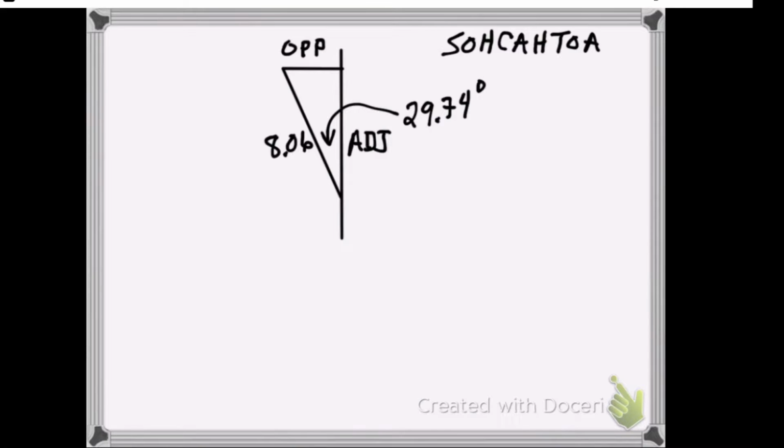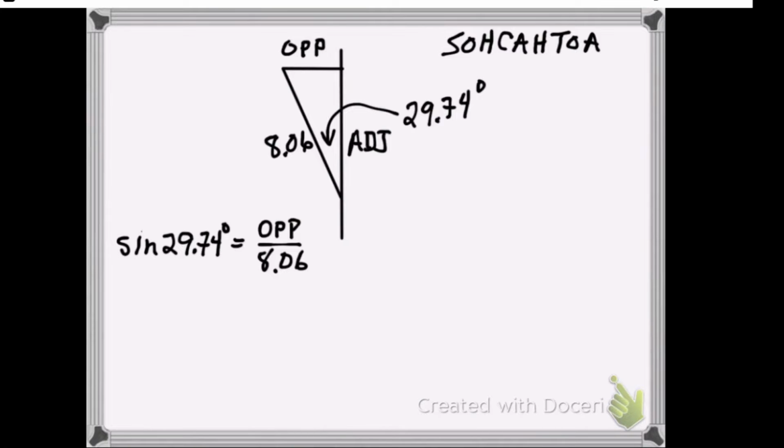Okay, and let's start with the sine like we did before. The sine of 29.74 degrees is equal to the opposite divided by the hypotenuse. In this case, the hypotenuse is 8.06.